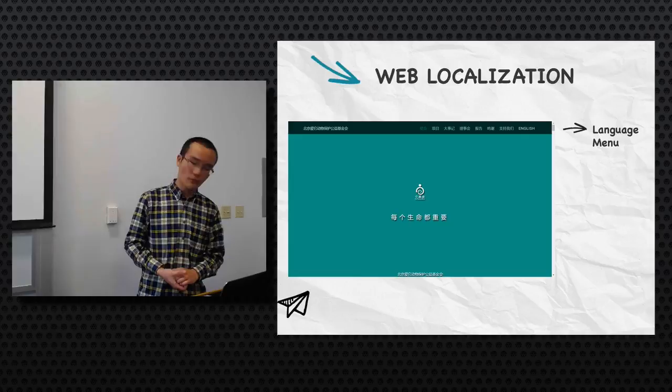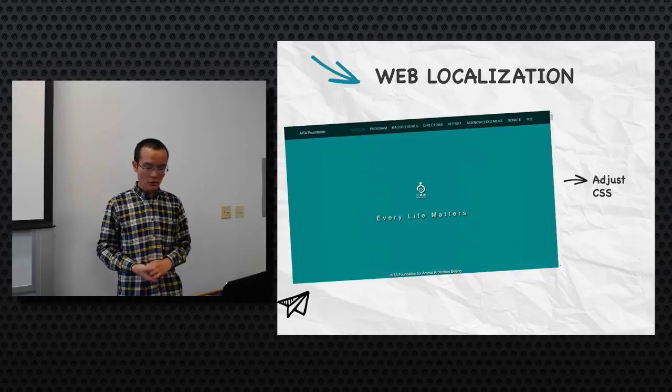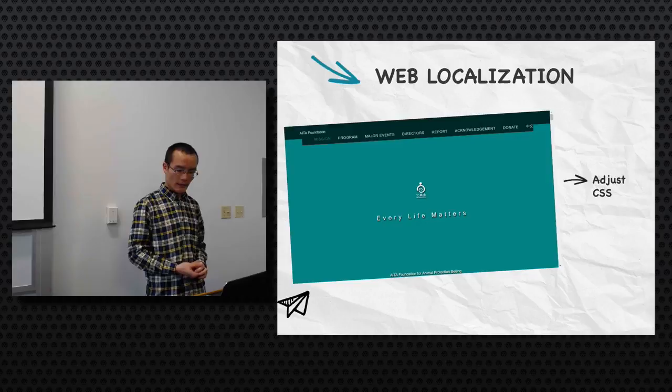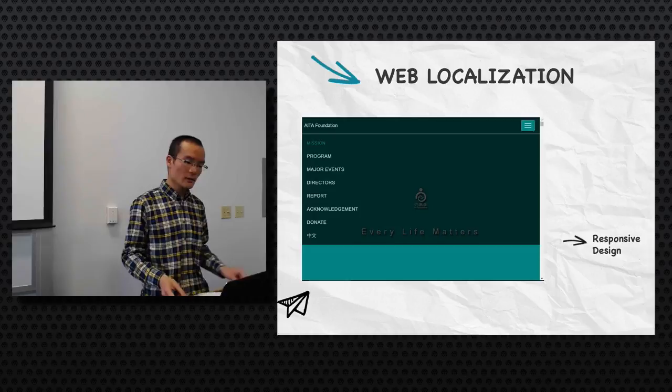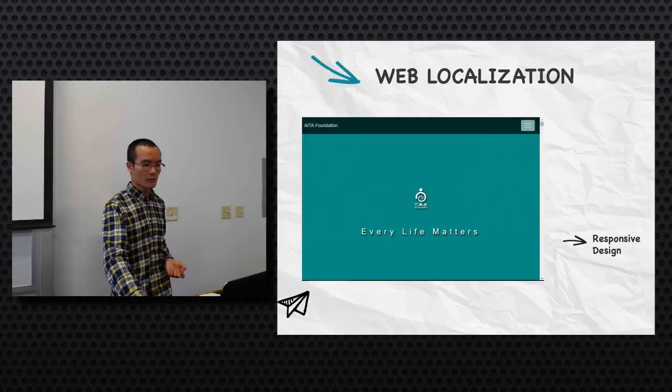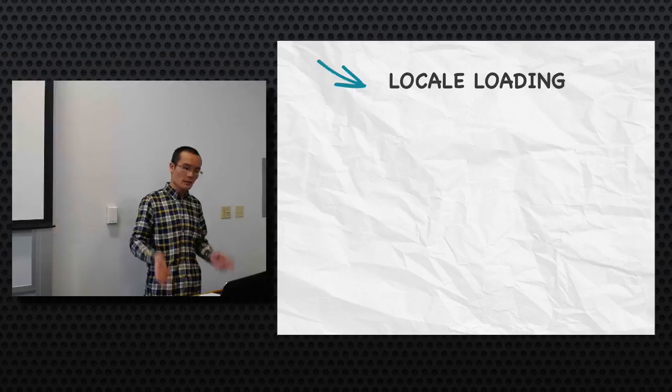Second, I made some adjustments in the CSS file to make the website display correctly. What's more, the responsive design looks just fine. But I think that's not enough. To deliver a better user experience, I want the website to load the language automatically. That means Chinese users will see the Chinese page of the website, and those outside of China will see the English one.